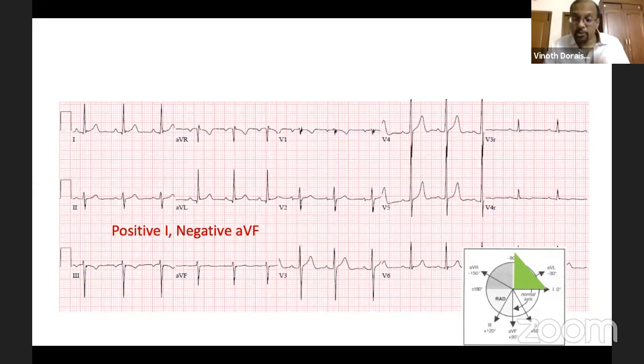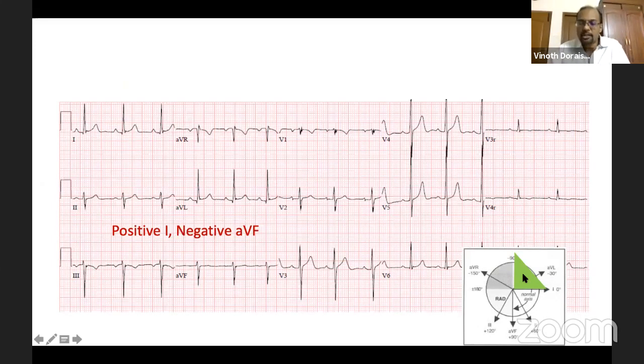Suppose you want to use the isoelectric method, then you see which lead is the most isoelectric. In this one, definitely lead 2 is the most isoelectric. So lead 2 is 60 degrees. So the axis has to be perpendicular to lead 2. So it can be either 150 degrees or it can be minus 30 degrees. So you have to look at the other leads. If AVF is negative, then definitely it has to be towards minus 30 degrees. So it is a left superior axis.